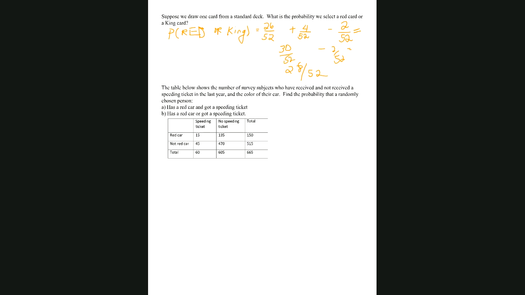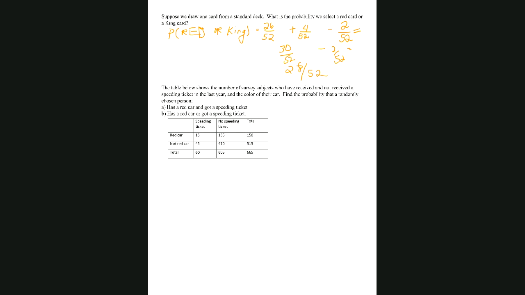All right, let's take a look at this last example. We've got about 6 minutes left. It says the table below shows a number of survey subjects who have received and not received a speeding ticket in the last year. I like to look at tables because often probabilities will be set up in tables, and it's a good idea to know how to use a table to determine certain probabilities. Find the probability that a randomly chosen person has a red car and got a speeding ticket.